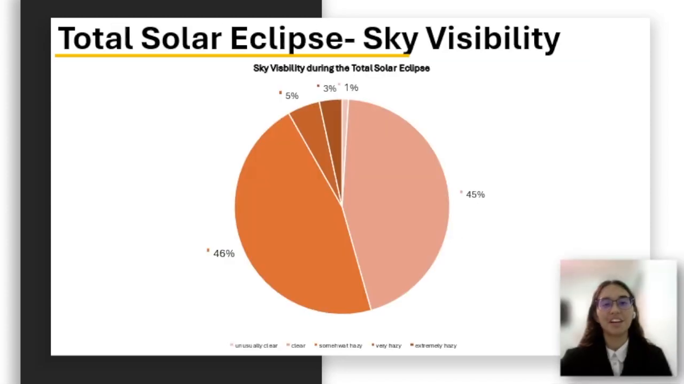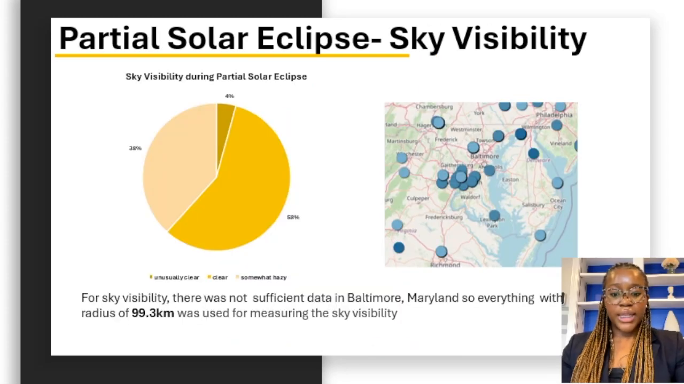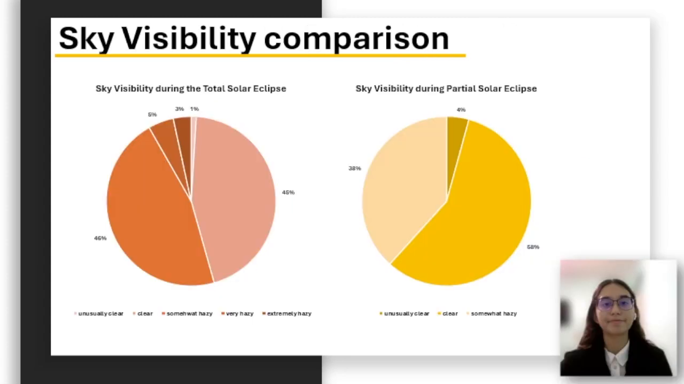This chart shows the data collected from the day of the eclipse, on April 8th, 2024. The chart shows that there was a bit of a haze during the eclipse. The reason why there was a slight haze is due to the fact that the temperature dropped, which can lead to the formation of water vapor, which can cause a haze in the atmosphere. For sky visibility, there was not enough sufficient data in Baltimore, Maryland, so everything within a radius of 99.3 kilometers was used when measuring sky visibility.